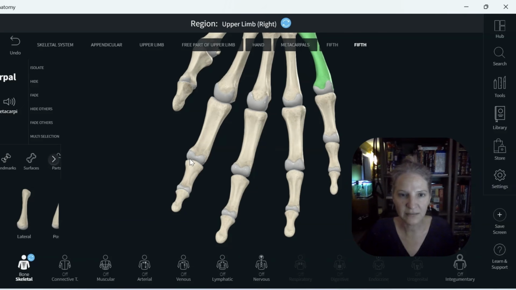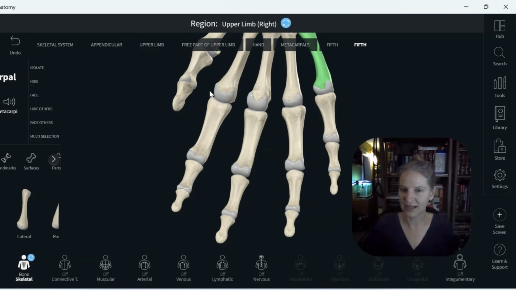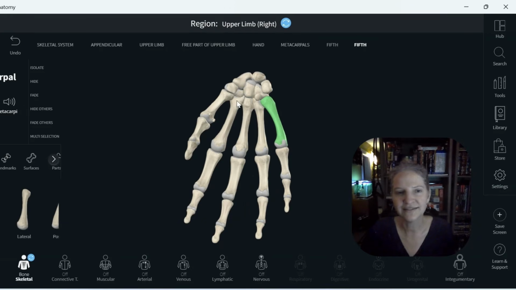And the joints between these finger bones are called interphalangeal joints. So we have proximal and distal interphalangeal joints. And then the joints between the metacarpal bones and the phalanges are called metacarpophalangeal joints. Okay. You'll memorize it. Give yourself time.